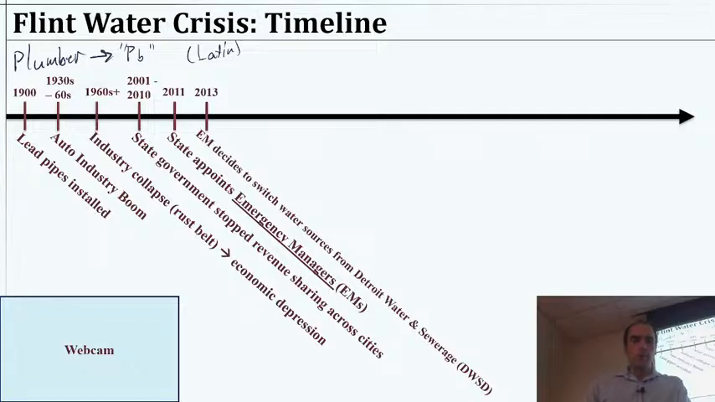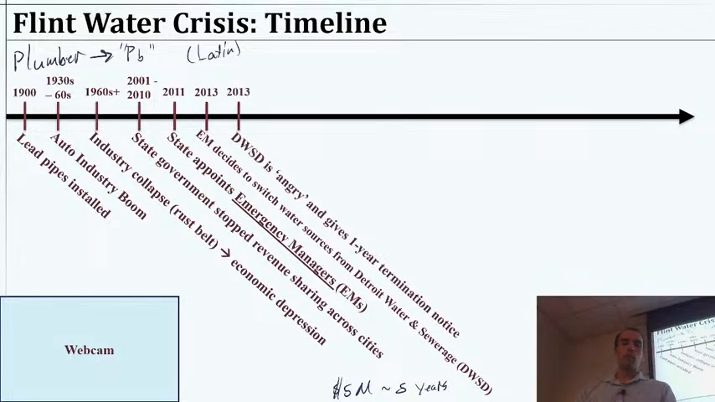So in 2013, the emergency manager of the year decides to switch water sources from the Detroit Water and Sewerage Board in hopes to save something like $5 million over a few years. I think maybe we'll just call it 5 years. I'm not sure if that's exact, but it's something along those lines. Save some money over the course of the next few years of the contract was the idea.